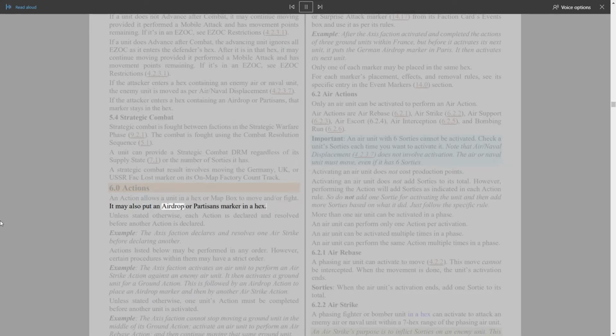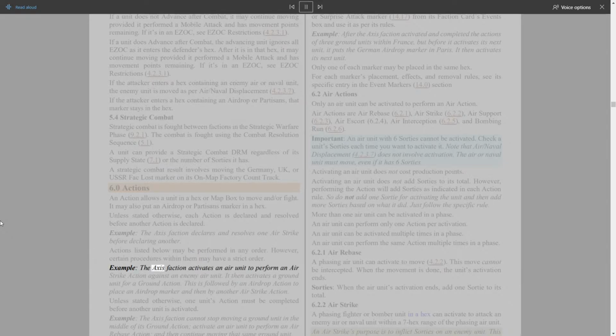It may also put an airdrop or partisans marker in a hex. Unless stated otherwise, each action is declared and resolved before another action is declared. Example: the Axis faction declares and resolves one airstrike before declaring another. Actions listed below may be performed in any order. However, certain procedures within them may have a strict order.